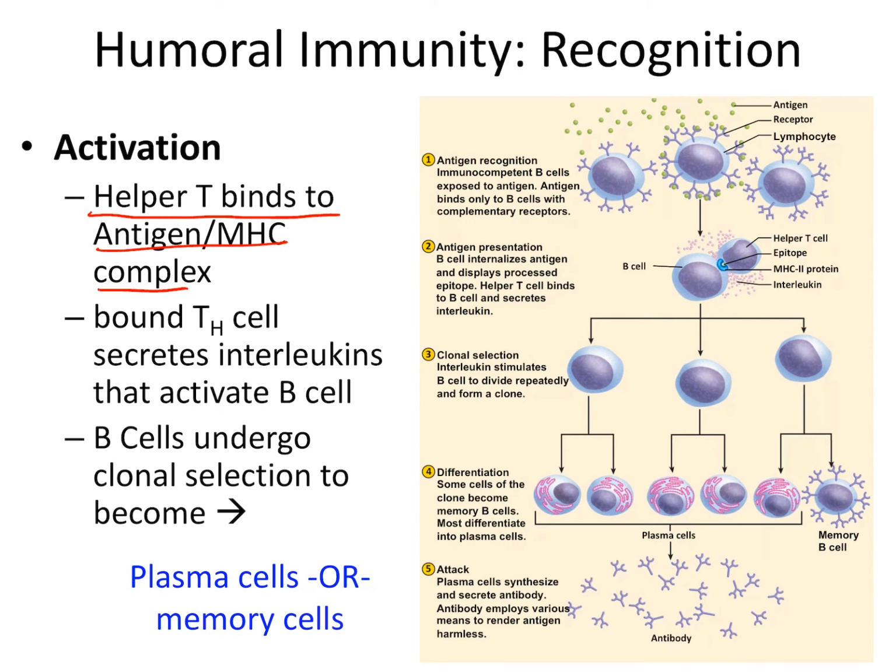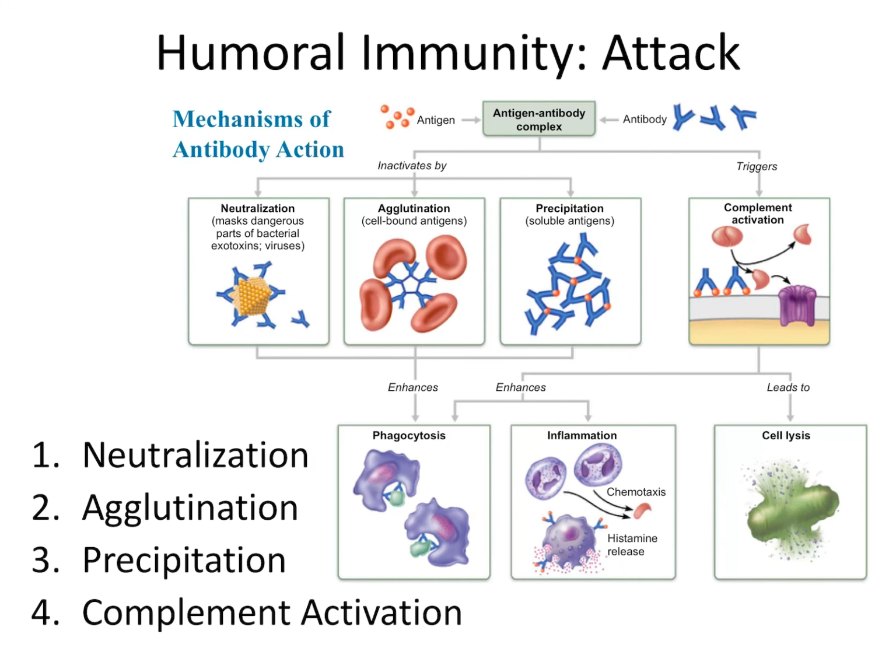Now, these plasma cells are ultimately going to synthesize and secrete antibodies. Now, recall, these antibodies are not going to directly destroy pathogens. Instead, they're going to essentially promote the destruction, and we'll see that they can do that in a few different ways. There are going to be 4 different ways that these antibodies can act on the antigens, either free antigens or antigens present on the cell surface of a microbe, and render them harmless.